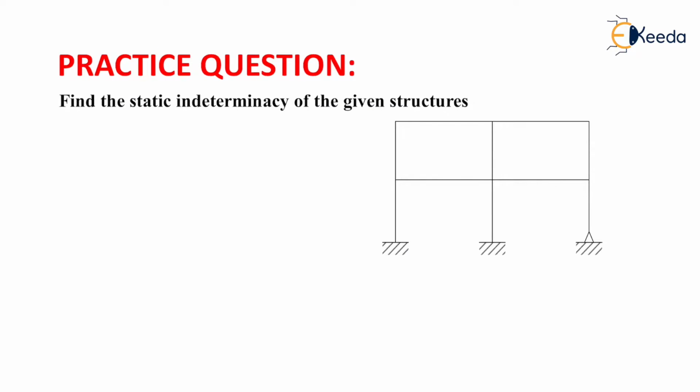The question is written as: find the static indeterminacy of the given structure. Okay, we need to find the total static indeterminacy of the structure. So we just name the supports as A, B and C and the remaining joints as D, E, F, G, H and I.